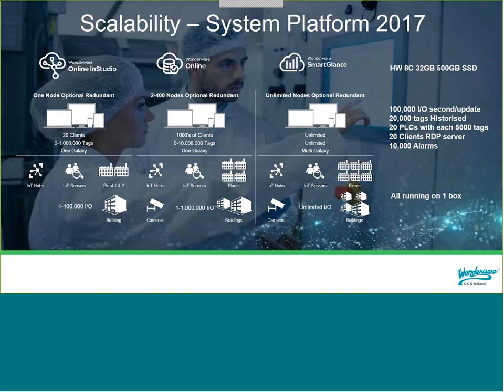From a client perspective, now this isn't referring to System Platform as you may know it. We are referring to the InTouch OMI, the Operations Management Interface client. So what they did was get 20 RDP clients through, again, a single server, all running this in a standalone single environment. Then if you wanted redundancy, you add a second machine, and away you go.